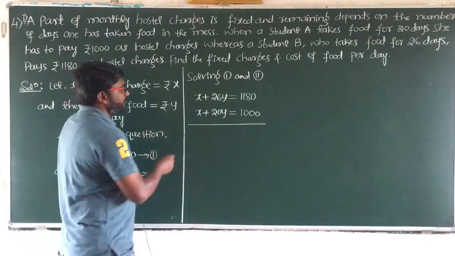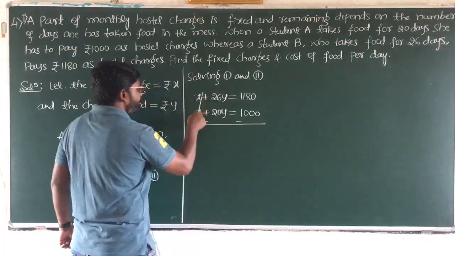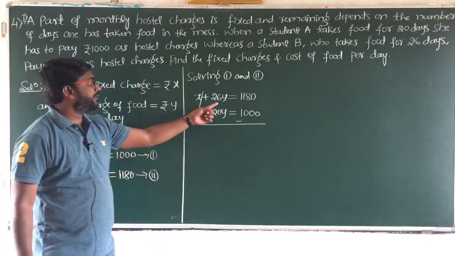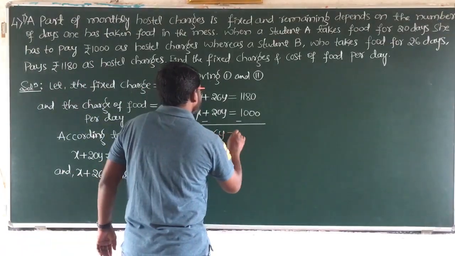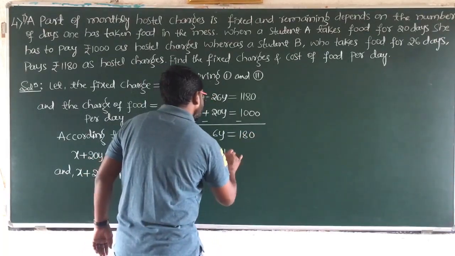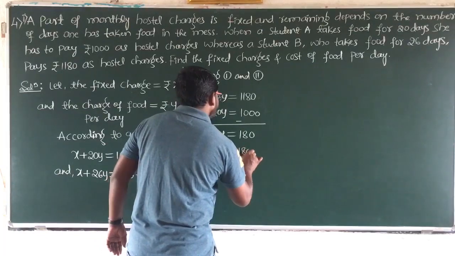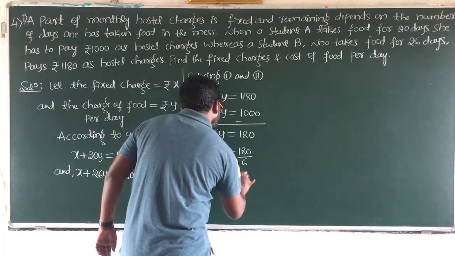So, let us go for the sign change. Plus x minus x gets cancelled. 26y minus 20y gives us 6y, which equals 180. So now y equals 180 divided by 6, y equals 30.